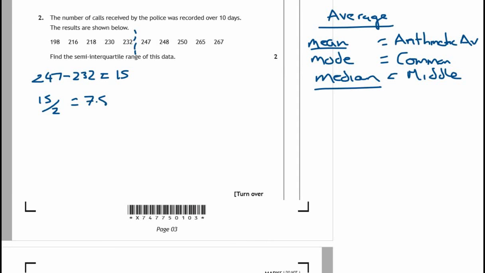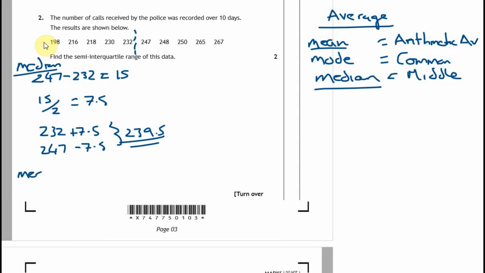So I know that 232 plus 7.5, or 247 take away 7.5, is going to give me my median. That's going to give me 239.5. If they're asking for the median, there we go. If they're asking for the mean, we would just sum up all of the numbers, so we'd sum up all these 10 data values and divide by 10.